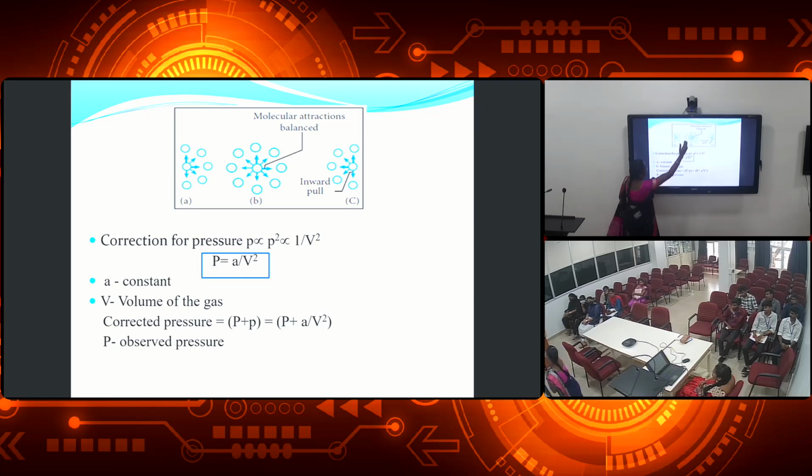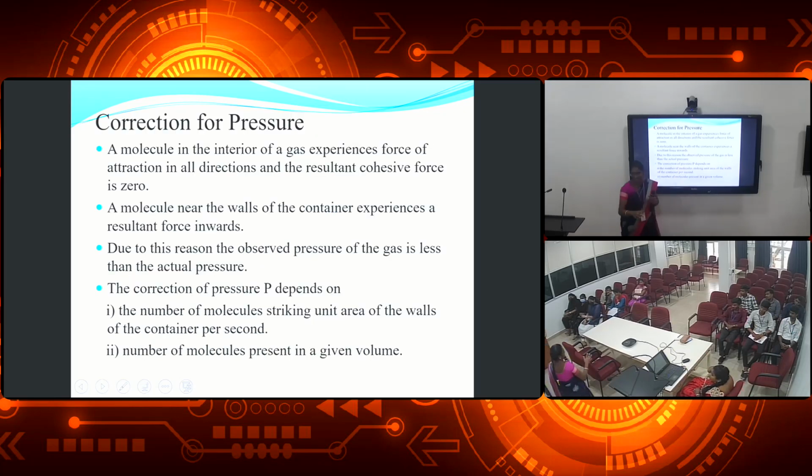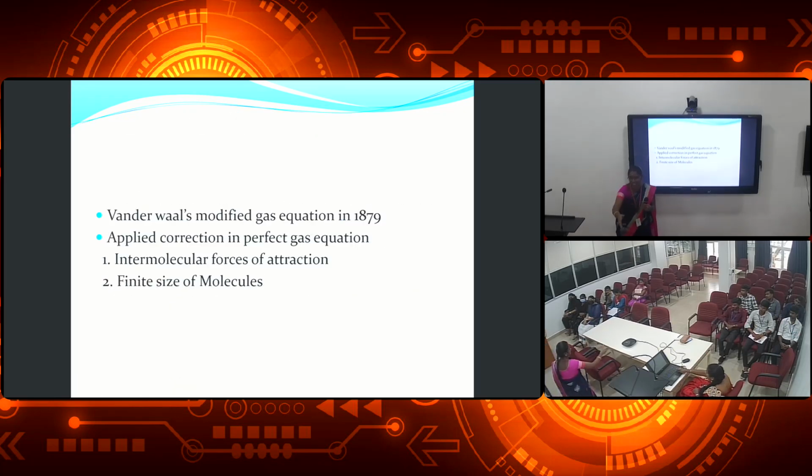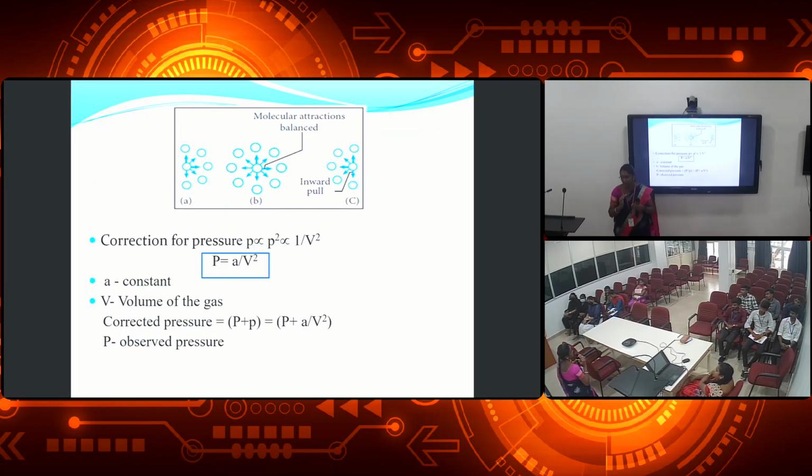Okay, inside the container, each and every molecule exerts a force of attraction on the other molecules in this direction, in this direction, in all directions. Inside the volume of the vessel, this is one molecule. It exerts a force of attraction on the other molecule here. It can attract the molecule in all directions. Then all the molecules inside the vessel can attract each and every one.